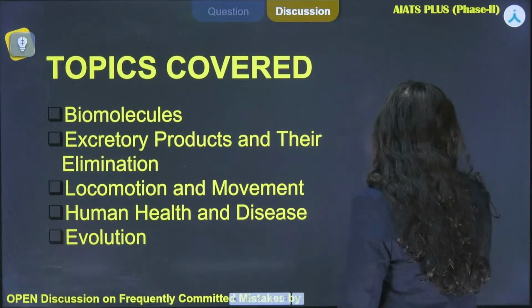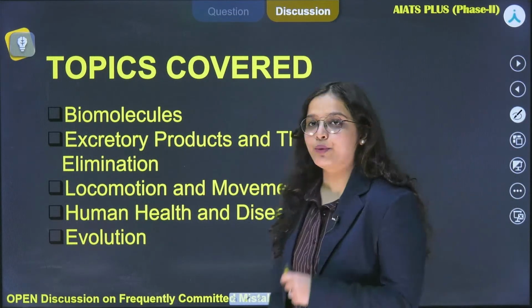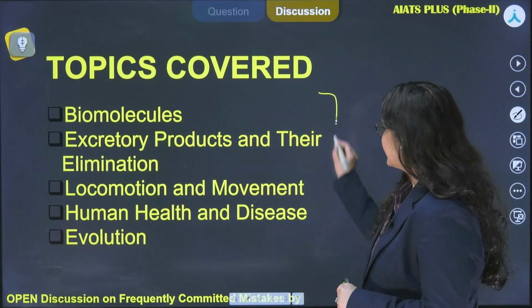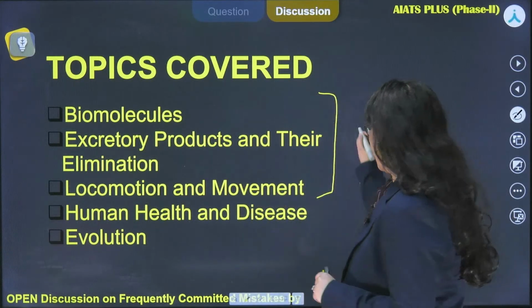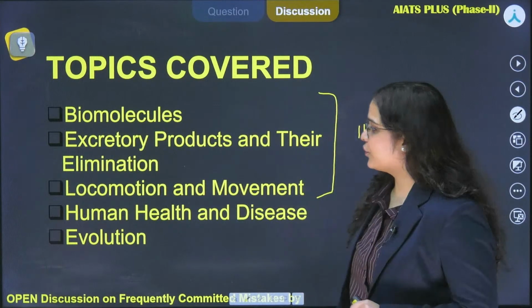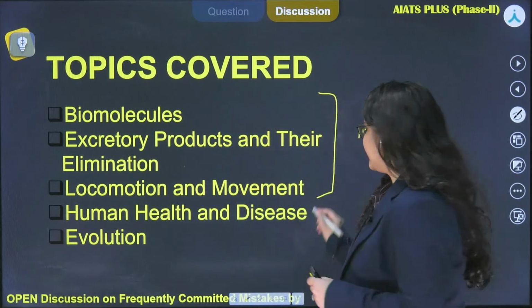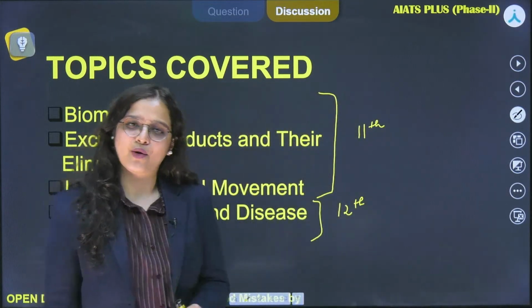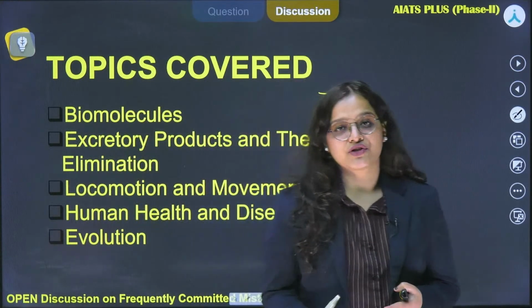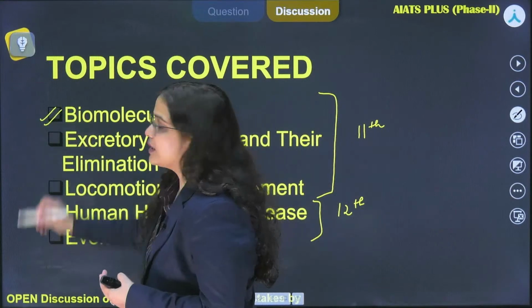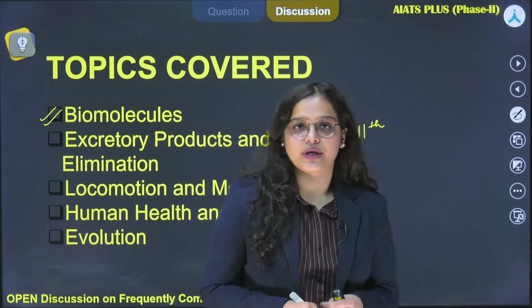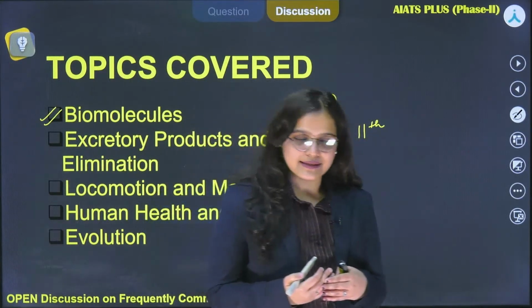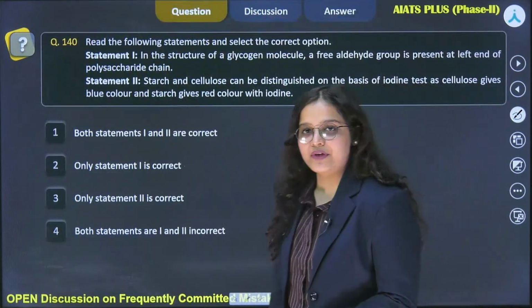So the topics that I am going to take up are biomolecules, excretory products and their elimination, locomotion and movement, and these 3 chapters pertain to class 11th. And then we have human health and disease and evolution, and these 2 chapters pertain to class 12th of our syllabus. And as I always mention in my session, biomolecules is one such chapter from which many questions are being asked in the NEET exam. That is what our analysis tells us. So let us begin the discussion without wasting much time.